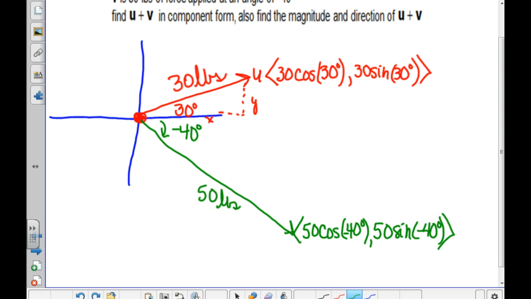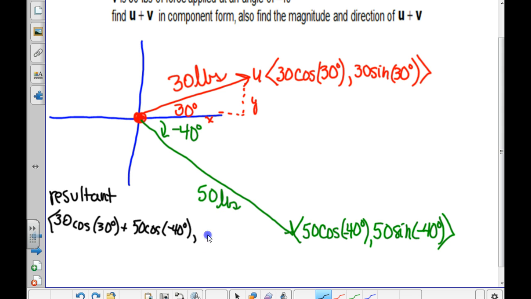Okay, the resultant is when we add those two together. I'm going to write out the whole thing just because this is your notes. Normally you would just type it in. You don't have to write this out if you don't want to, but the resultant is going to be adding the x's together. So it's going to be 30 cosine of 30 degrees plus 50 cosine of negative 40 degrees.